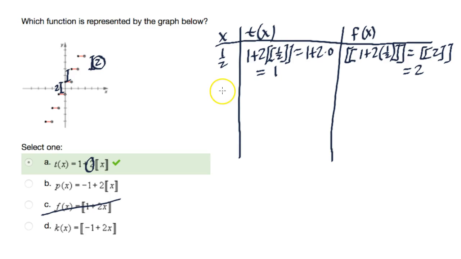So notice that if we were to plug in like 1.5, or anything between 1 and 2, not including 2, it'll round down to 1. So we will have 1 plus 2 times 1, or sorry, 1.5.